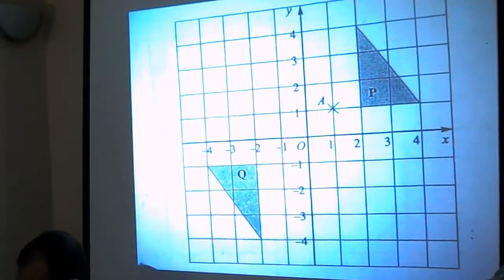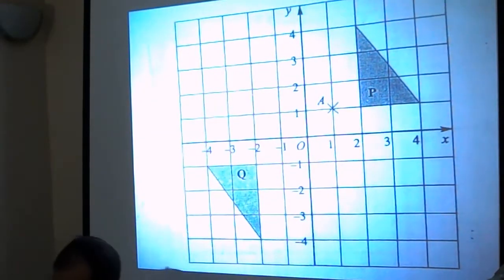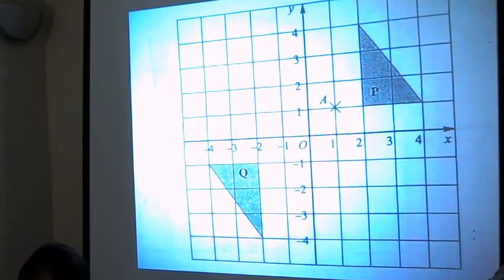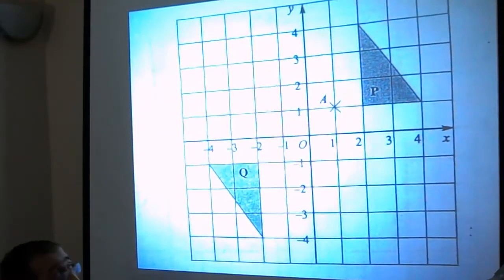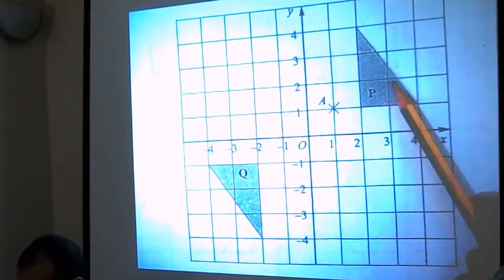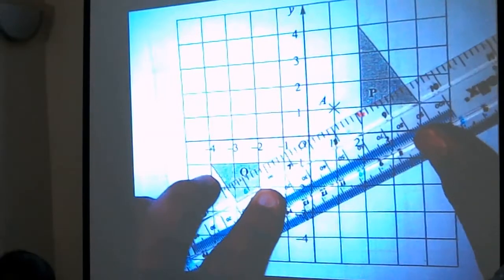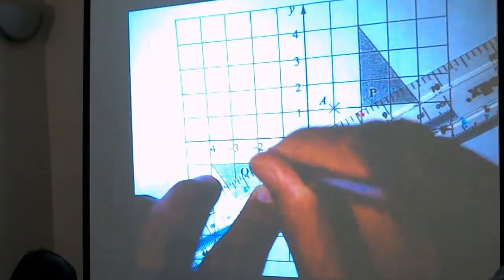Bismillah. Okay, question number 6, another examination question. You can't see the actual question which is written on the bottom, so I'll read it out to you. It says, describe fully the single transformation that maps shape P onto shape Q. So we've got to describe how this shape got to that shape. First of all, let's join up some corresponding points. So let's start with that corner there.